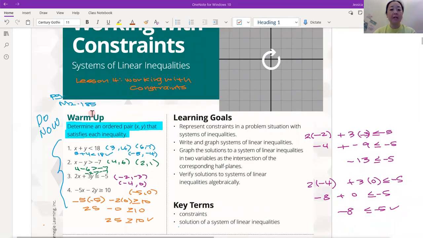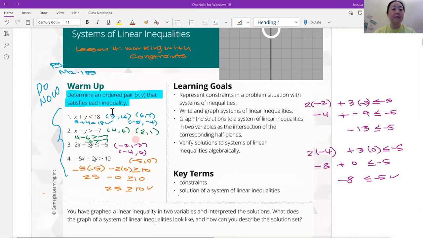So we're on page M2 185, and on the left-hand side, as you can see, we were looking for points that work for this situation. If you look at the point 3, 4, if we plug them in here, x plus y is less than 18. As long as it's less than 18, we're good to go, right? So some people pick 3, 4. So 3 plus 4 is 7. 7 is definitely less than 18. And another person picks 6, 7. Another put -8, -4, right? So these are all points that would work.